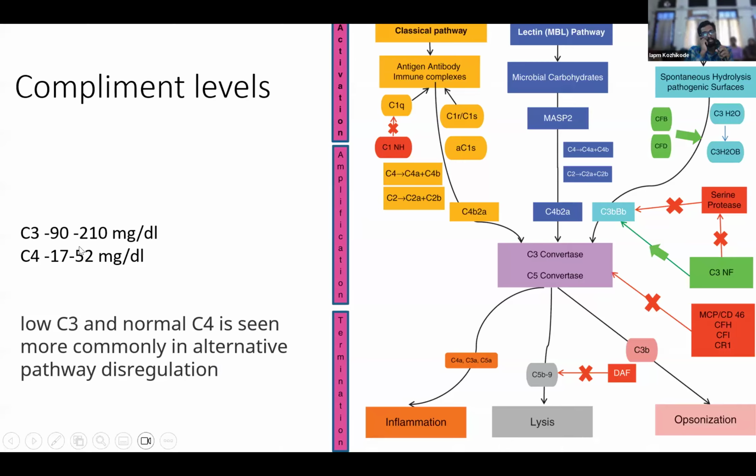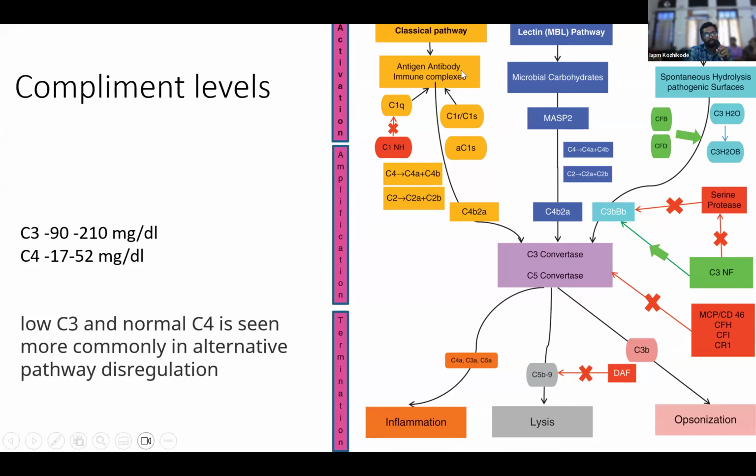So another important data that we will get is the complement levels. Okay, so various problems regarding the complement levels, like we can have the activation of the classical pathway due to infections, or abnormal activation of the alternate pathway due to various mutations. Okay, regarding the alternate pathway, various of these problems lead to hypocomplementemia. Okay, so C3 level say 90 to 210 and C4 level 17 to 52.